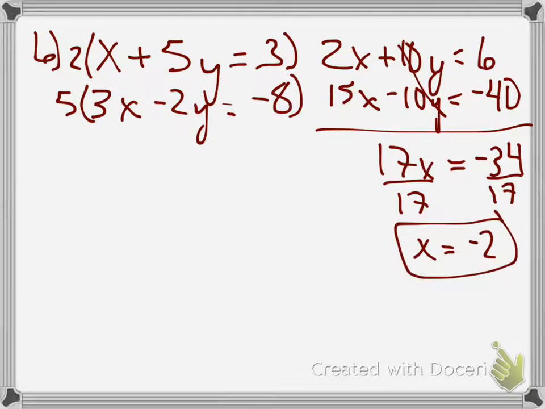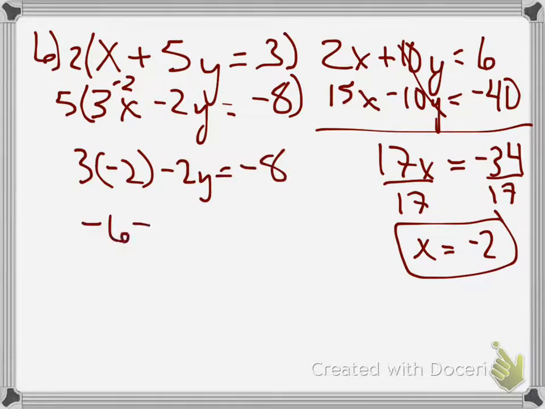Okay, then I'm going to put that back in. Since the way I work this, I'll put it here. So I'm saying 3 times negative 2 minus 2y is equal to negative 8. Be careful with your signs here. Negative 6 minus 2y is equal to negative 8.